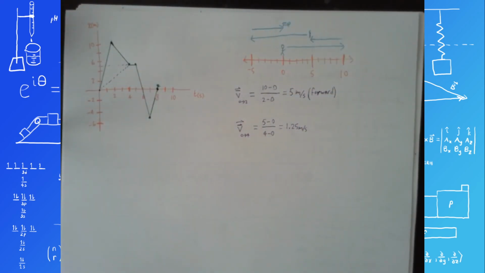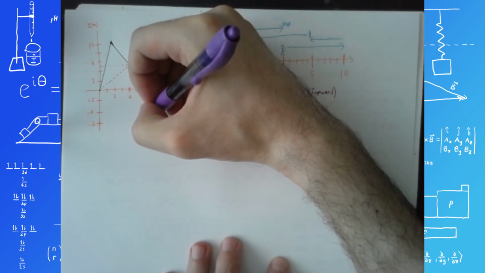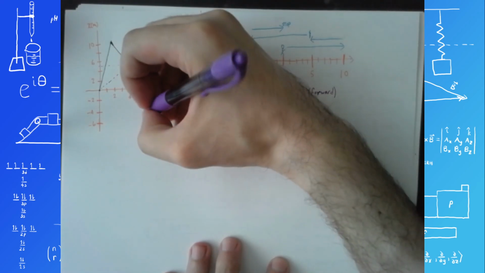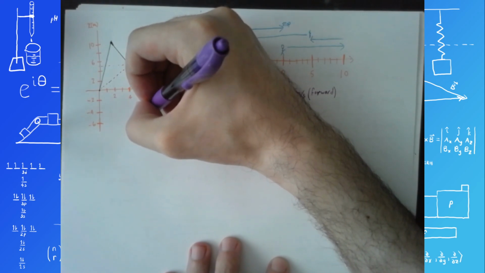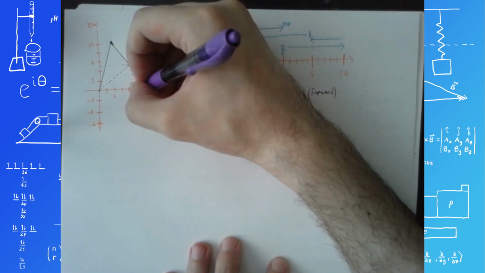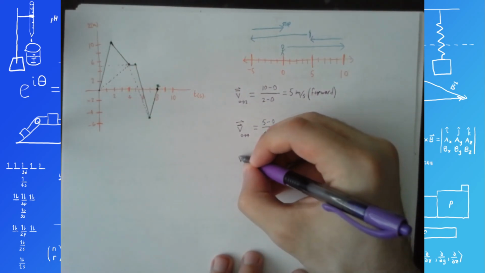But anyway, let me see, are there any other parts of this that are interesting? 2 to 4 seconds, no, we don't need it. 4 to 7 seconds, from 4 to 7. That one might be interesting, from 4 to 7 seconds. Well, it's headed downward, so I expect it to be a negative slope. So yeah, let's calculate it.